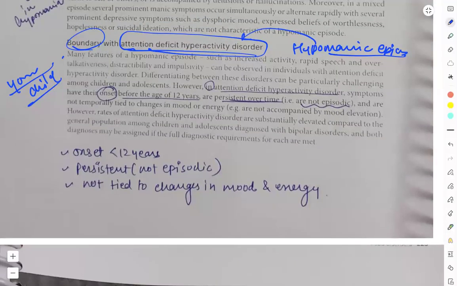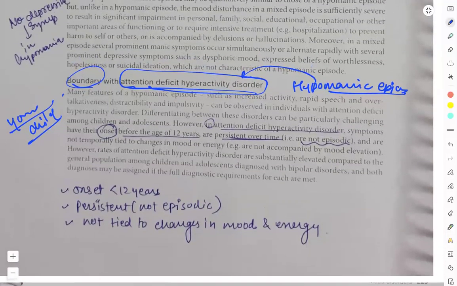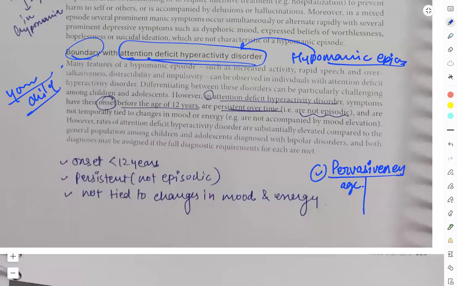So obviously there will be a few things, but mainly the pervasiveness of the symptoms, how long they've been there for, and what age they started. With hypomanic symptoms, you'd expect it to be a few days. But if it was ADHD, you would expect it to be there much longer than that. So that can be one way. Yes, that's correct. I think you covered it.